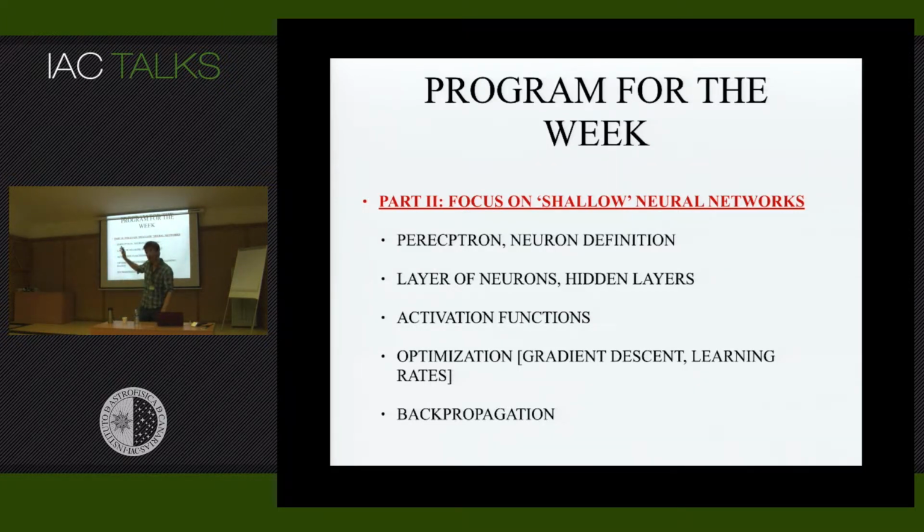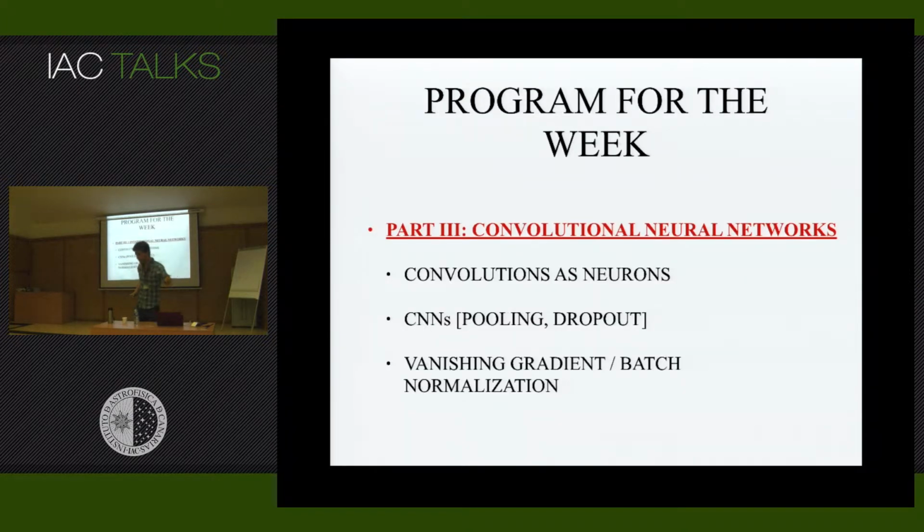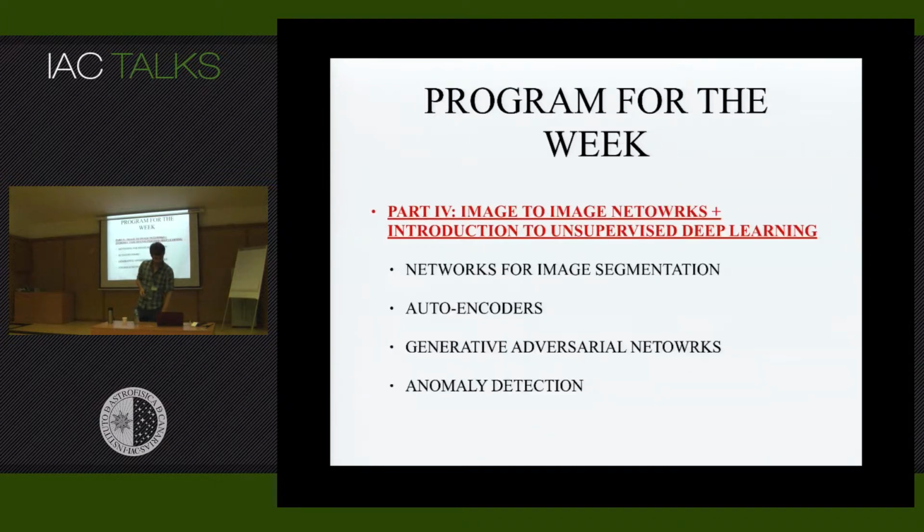And from these shallow neural networks, we'll jump to deep neural networks, which are called convolutional neural networks. I'll explain how these convolutional neural networks work, so convolutions work as neurons, some specific blocks of CNNs, which are pooling, dropout techniques, and some specific problems also linked to training these deep networks, like the vanishing gradient problem, and how you overcome this.